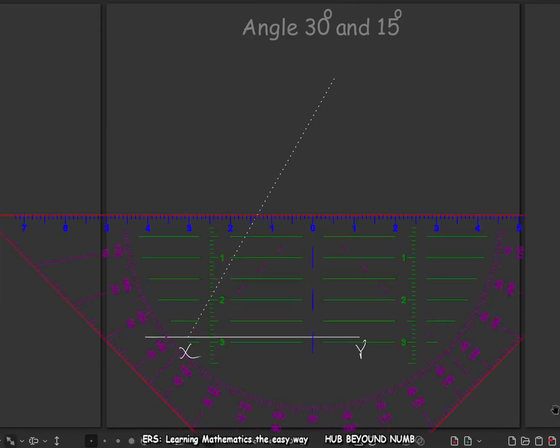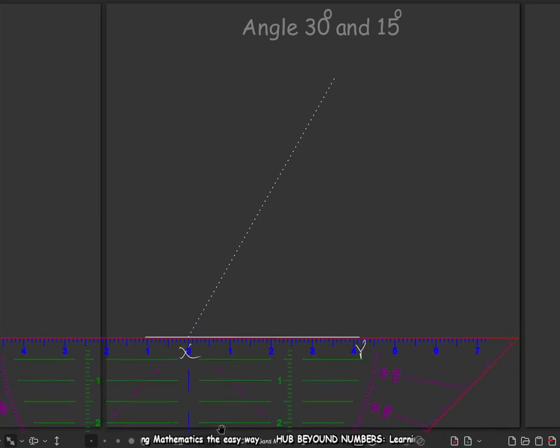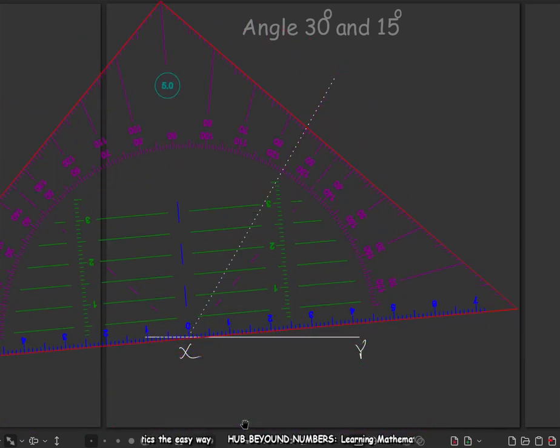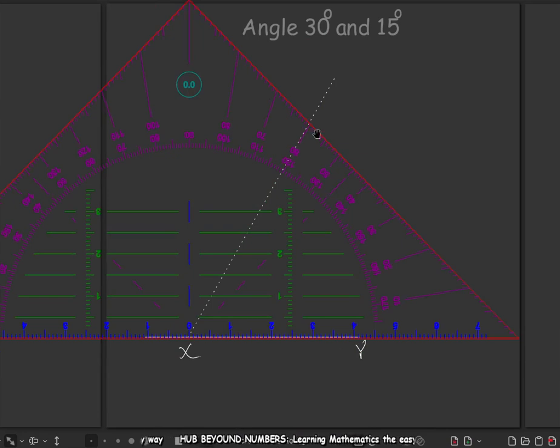So we can even measure to confirm that. So as you can see, it passes through 60.